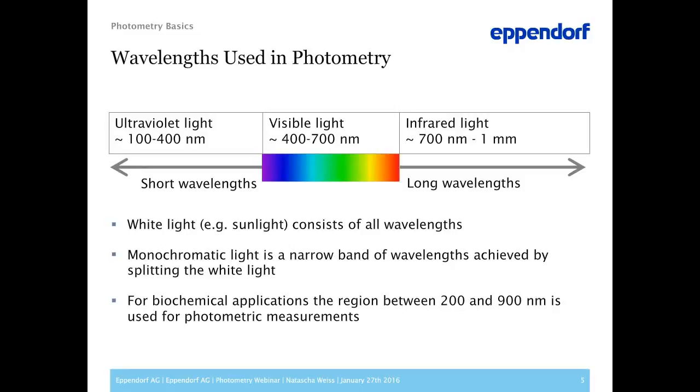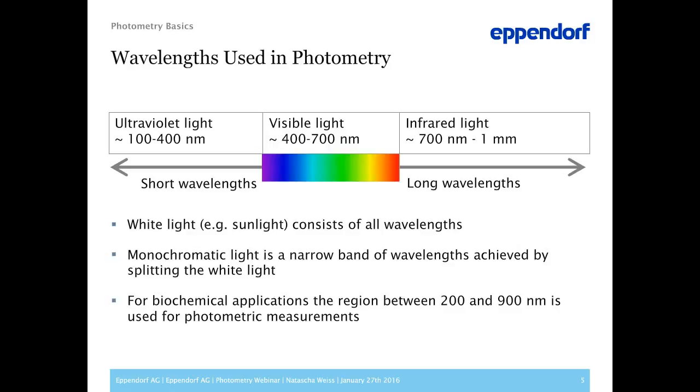Which wavelengths are used in photometry? Photometry bases on light, which is a kind of electromagnetic wave. Data in literature vary slightly, but light having wavelengths from 100 to 400 nanometer is called ultraviolet. The range from 400 to 700 nanometer covers the visible light, and above 700 nanometer to near 1 millimeter we find infrared light. As the name suggests, only visible light can be seen as a color with our eyes.